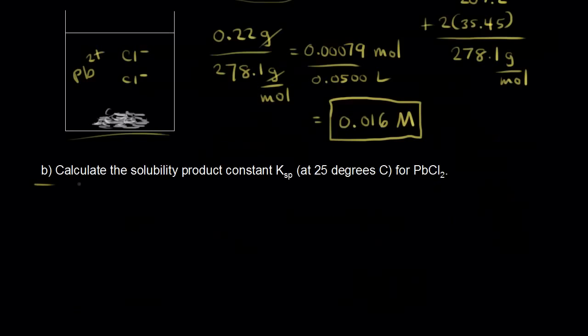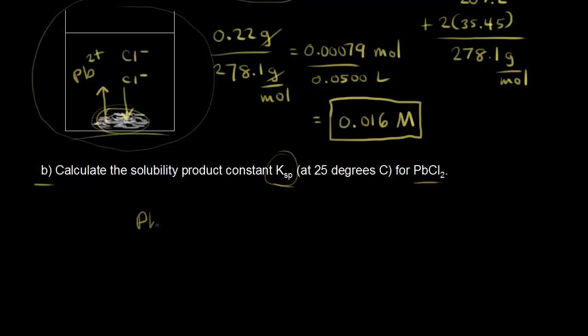In part B, our goal is to calculate the solubility product constant, KSP, at 25 degrees Celsius for lead 2 chloride. KSP is really just an equilibrium constant. So let's think about solubility equilibrium. Let's think about this picture right up here. We have a saturated solution of lead 2 chloride, and our solution is in contact with our solid lead 2 chloride here. And at equilibrium, the rate of dissolution is equal to the rate of precipitation. So the rate at which the solid turns into ions is the same as the rate in which the ions turn back into the solid.